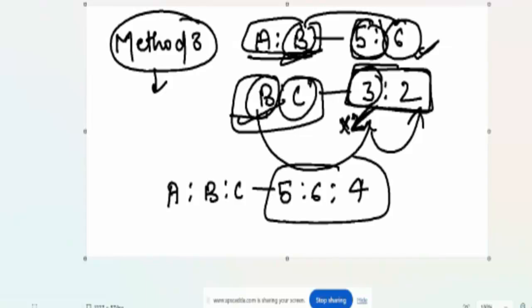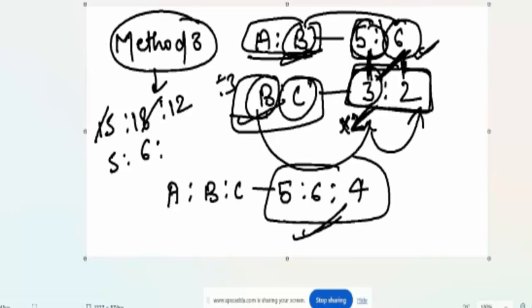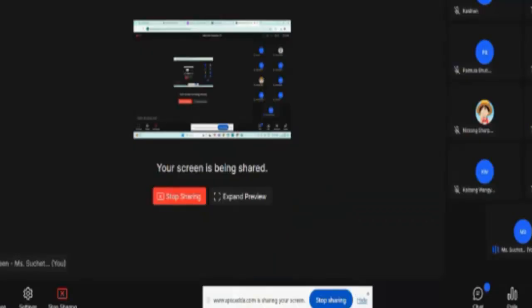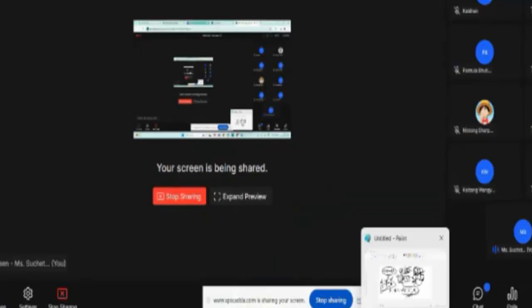5, 6, 4. Now if you want to cross check by method number 1 whether this answer is correct or not, let's take the example: 5 3s are 15, 6 3s are 18, 6 2s are 12. Divide by 3, 3 5s are 15, 3 6s are 18, 3 4s are 12, 5 6 4. Same. Got it? Yes, ma'am. So it's totally up to you which method is suitable for you.